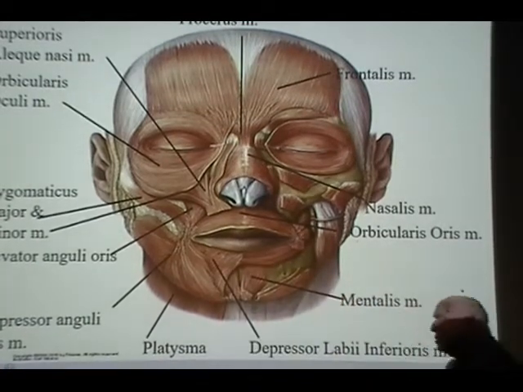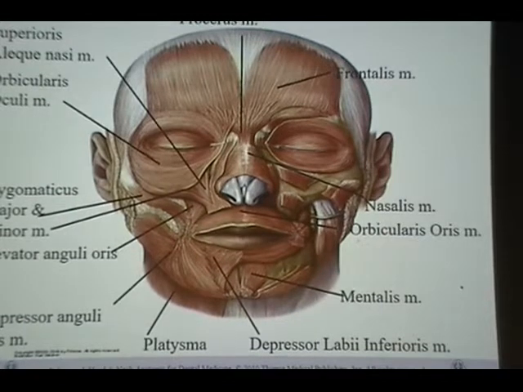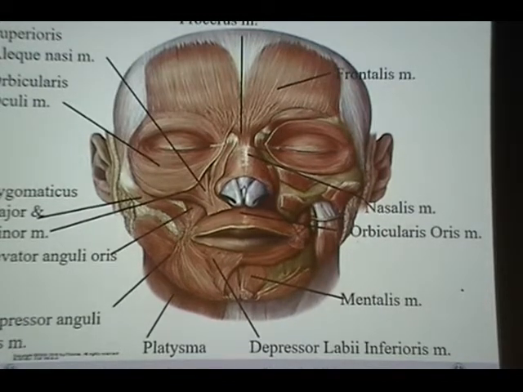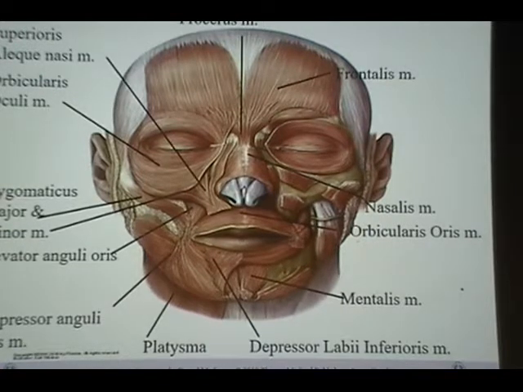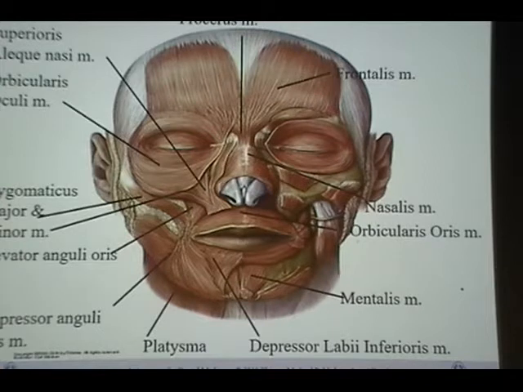Now, when you look at this in a textbook, you get this nice impression that you should see this wide band, just like you see in the orbicularis oculi, but that's not where it is. It's actually right inside of your lips. So when we dissect, if you ever dissect for me, I'll show you that. It's just inside of the lips, going around the border of the lips.